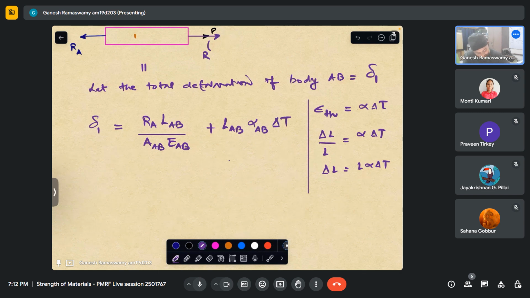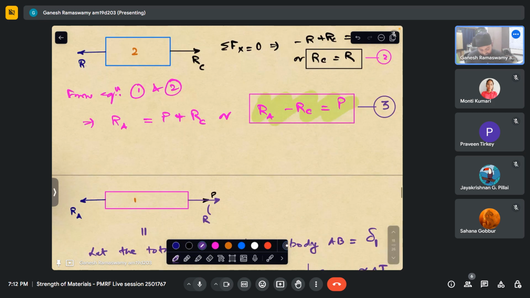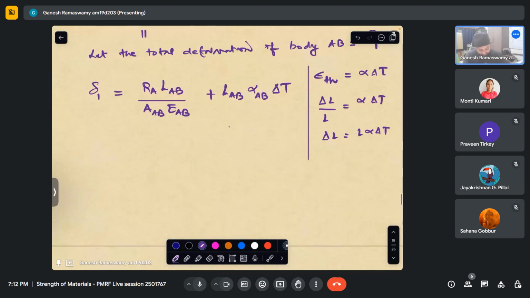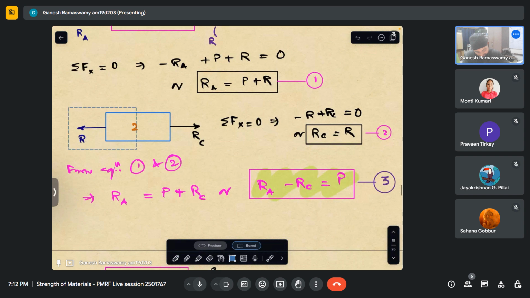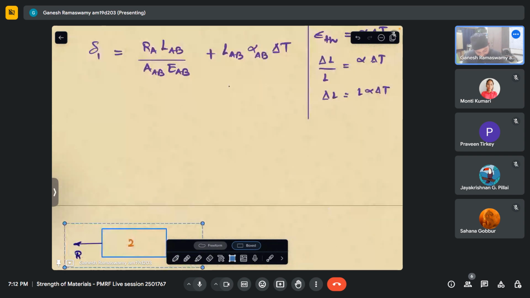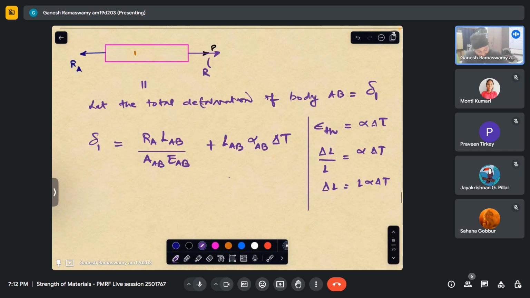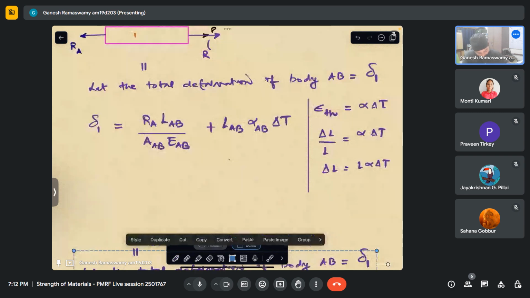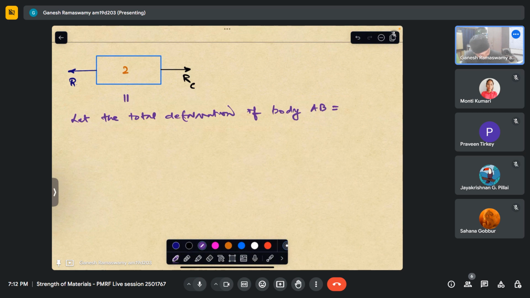So this is the total deformation of the first part, this aluminum composite bar. Its total deformation will be this quantity. Similarly, I can take the second bar also. Let me take this. I'll write it here. For the second bar, let this be called delta 2, and this is BC.